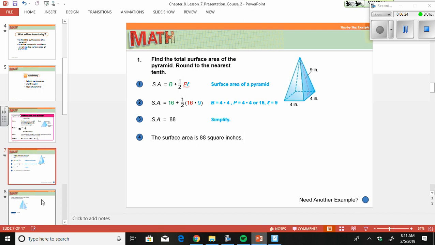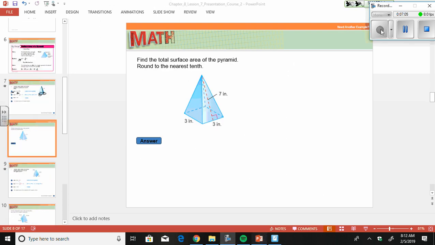So trying one out here, find the total surface area of the pyramid. So again, we first write down this formula. Surface area is equal to the area of the base plus 1/2 times the perimeter times the slant height. So the perimeter is 4 by 4, which means it'll be 16. The area of the base is 4 times 4, because the base is a rectangle, so it is length times width. The slant height, they tell us, is 9 inches. So we multiply through, and we get 88.